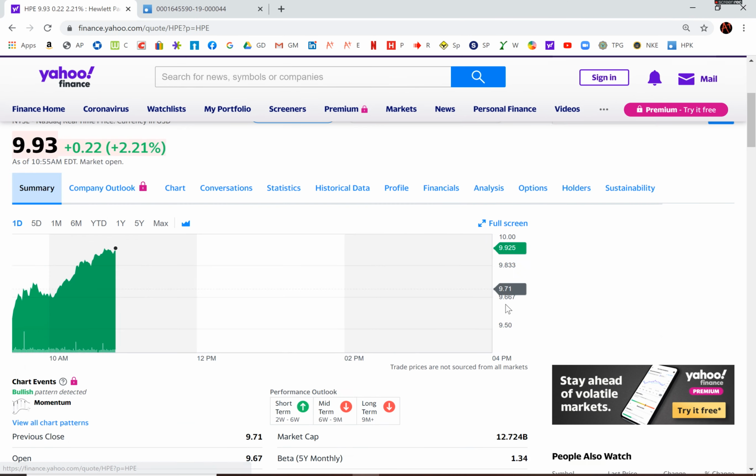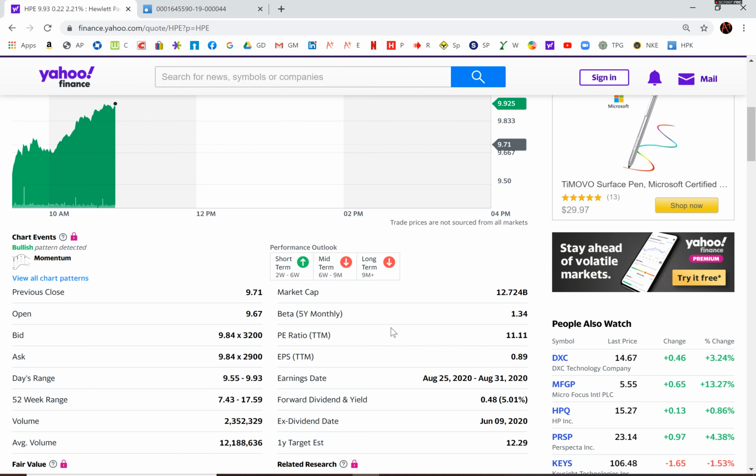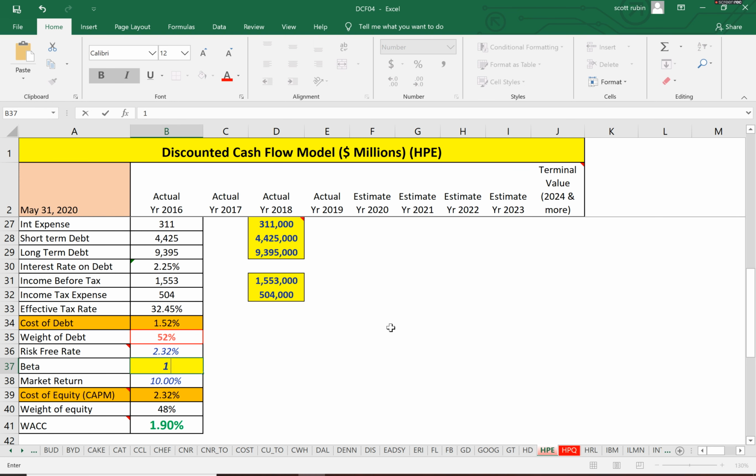Let's figure out the cost of equity, and we need a beta that's 1.34, the beta in Yahoo. And the cost of equity is 12.61%. The cost of debt is 1.52%. So the reason equity has a higher return than debt is because equity is riskier. In the event of a default, debt holders are paid before equity holders. And in this case, Hewlett Packard, with so much debt, it could go into default, and the equity holders would get nothing.